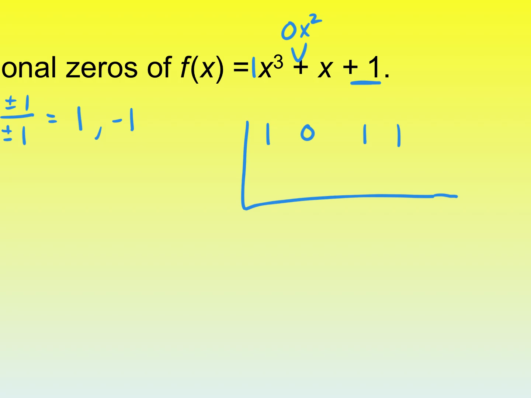What do you want to try first, +1 or -1? Sure, let's try -1. We're going to drop down the 1, multiply, we get -1, add -1, multiply, this would be 1, add 2, -2, add -1. Did we get 0 as the remainder? No, so -1 does not work. It is not a factor, not a 0. Let's try +1 now.